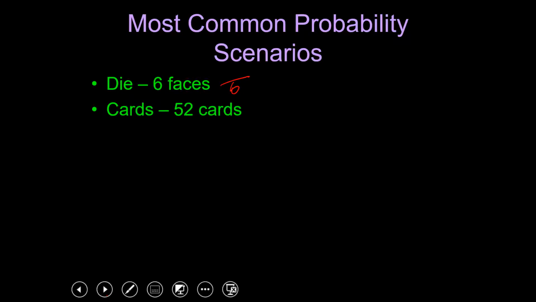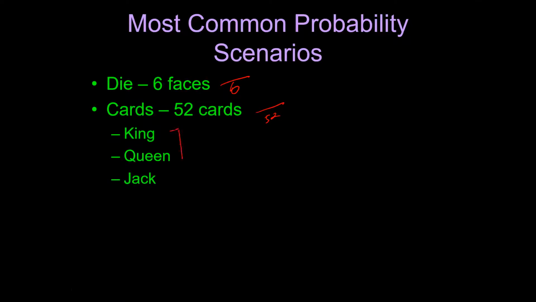The second scenario is a deck of cards. Even if you don't play cards, you should know what cards are in a deck. So your theoretical probability is going to be out of 52. And from the deck of cards, you need to be well aware how many kings, queens, and jacks there are. Within a deck of cards, there are 4 kings, 4 queens, and 4 jacks.